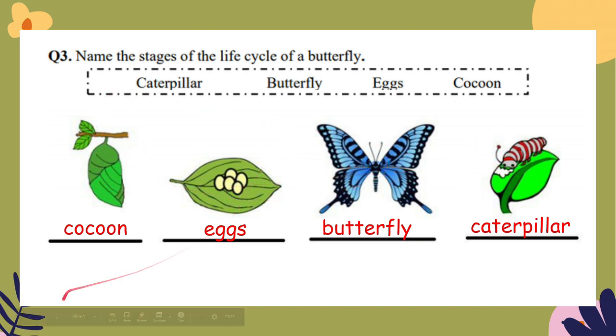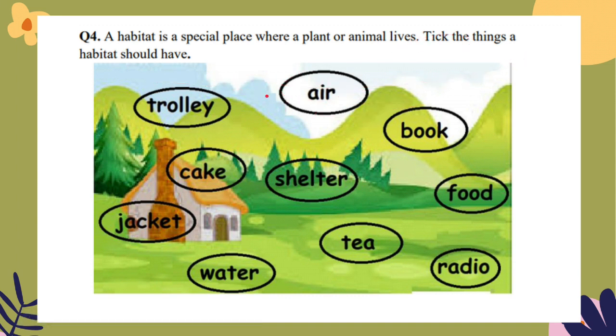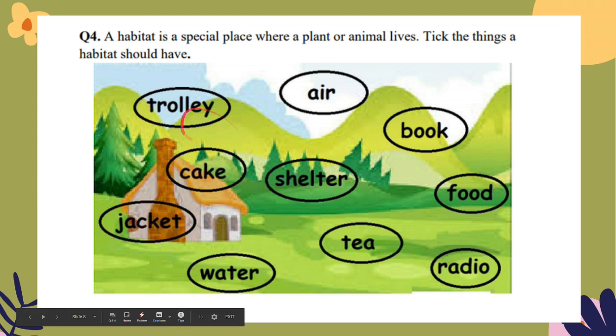A habitat is a special place where a plant or animal lives. Now look in here. Take the things a habitat should have. So these are the things a habitat should have: air, shelter, food, and water. These 4 things are very important for them to grow, to reproduce, and to live longer.